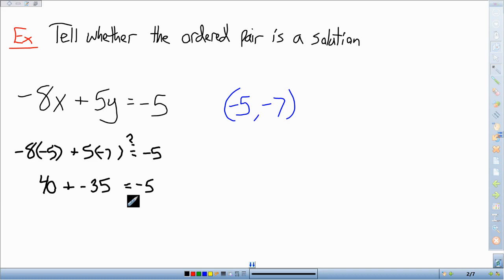All right, well, be careful here. It might be tempting to say yes, but remember, when we have a plus and minus side by side, really that minus supersedes the plus sign. This is 40 minus 35. All right, and we know 40 minus 35 is just 5. So on this one, again, we're wondering, does that equal? Sometimes I forget those, but no, 5 does not equal -5. So is this a solution to this equation? No.